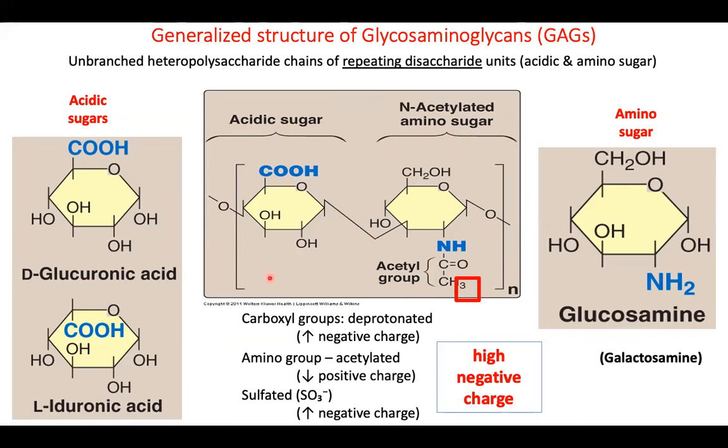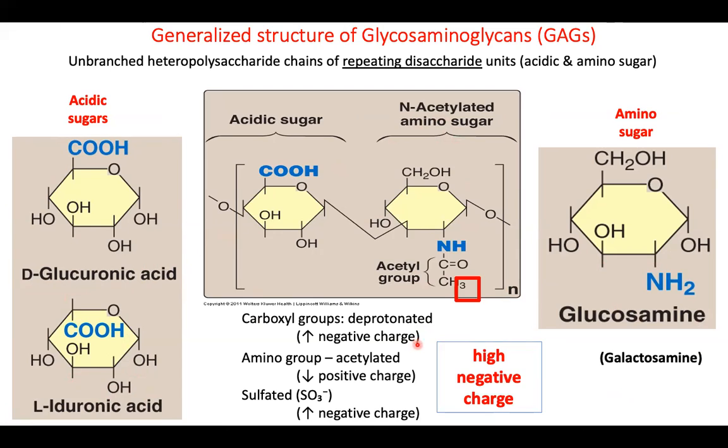So one is going to be an acidic sugar, and on the left over here, you can see examples of acidic sugars. So D-glucuronic acid is an acidic sugar. L-iduronic acid is another acidic sugar. So it's going to be one component of it. And then the second component, like I said, is going to be an N-acetylated amino sugar, so something like N-acetylglucosamine and galactosamine, which you can see on the right side over here.